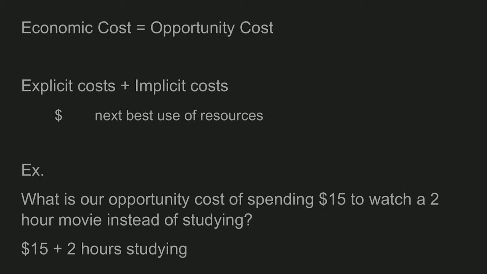All right, so economic cost equals the opportunity cost. This means that explicit costs plus implicit costs make up economic or opportunity costs. Explicit costs are represented by dollars or dollar outlays, and implicit costs are the next best use of our resources. So going back to our previous example, what is our opportunity cost of spending $15 to watch a 2-hour movie instead of studying? Well, the explicit cost or dollar outlay is $15, while the implicit cost, or the next best use of our resources, is the 2 hours that we could have spent studying, but instead we spend watching a movie. As a result, our opportunity cost is the $15 plus 2 hours spent studying.